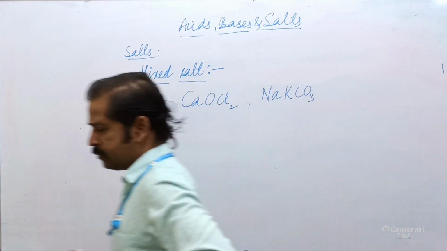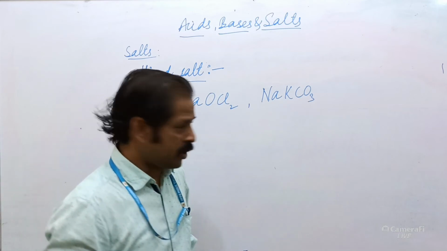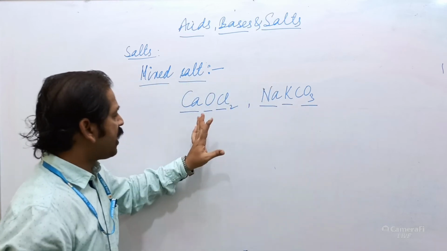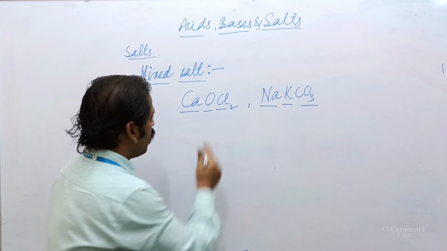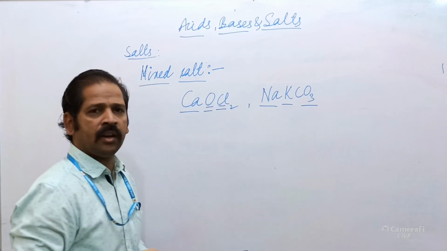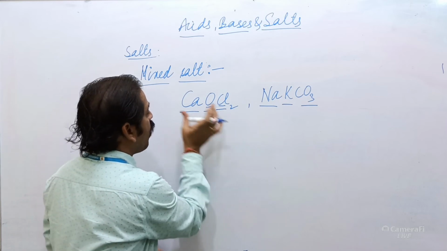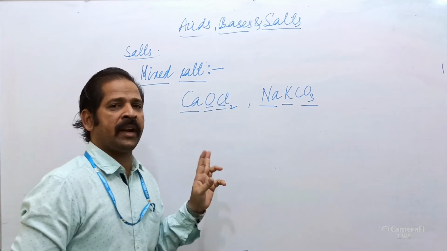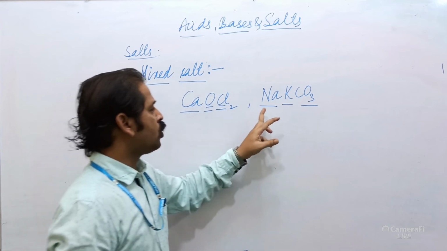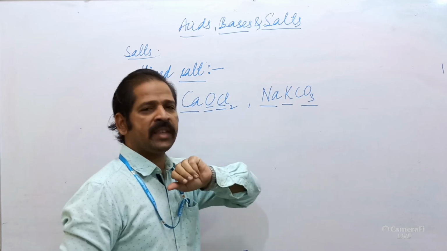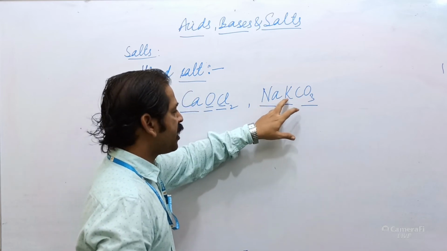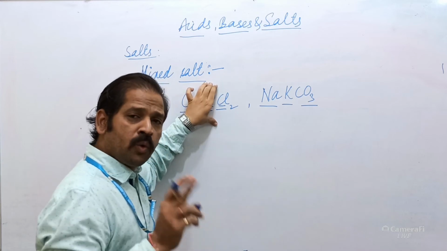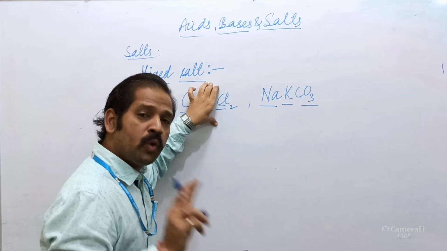Sodium potassium carbonate. Here, acid radical, basic radical. Oxygen and chlorine are acid radicals. Two acid radicals are present in one salt, one is oxygen, one more is chlorine. And in sodium potassium carbonate, two basic radicals are there, sodium and potassium, both are available. A salt will have two acid radicals, or two basic radicals.